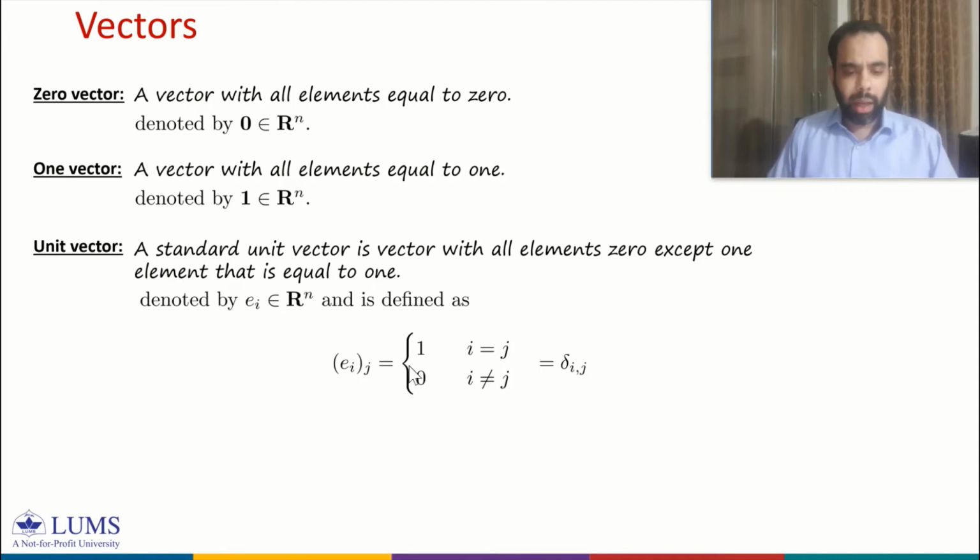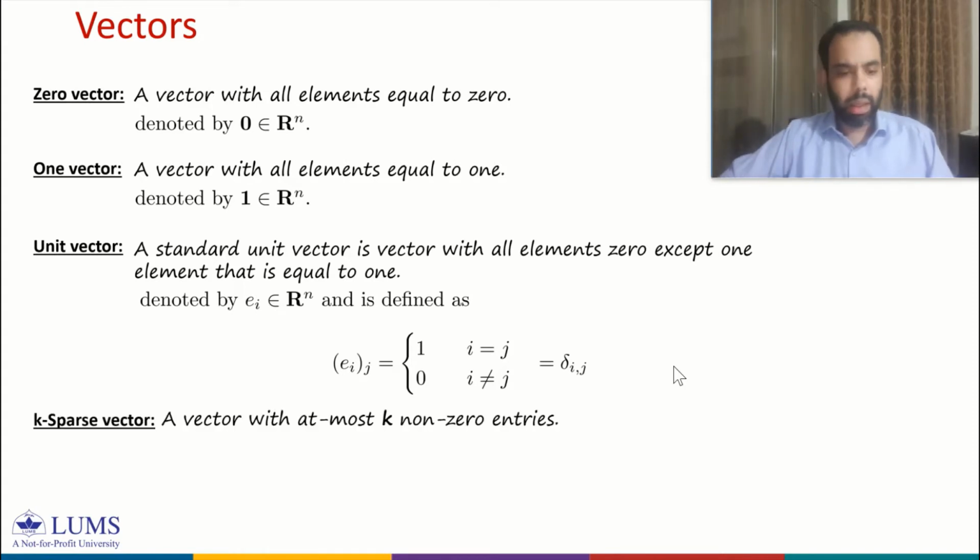We can compactly write this as delta i comma j. This delta is referred to as the Kronecker delta. So delta ij is equal to 1 when i is equal to j, and delta ij is equal to 0 when i is not equal to j. So it's simple. Then a k-sparse vector is a vector with at most k non-zero entries.